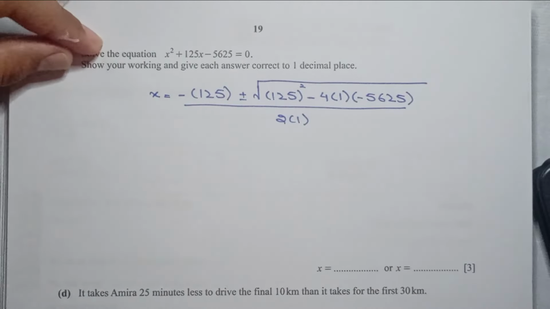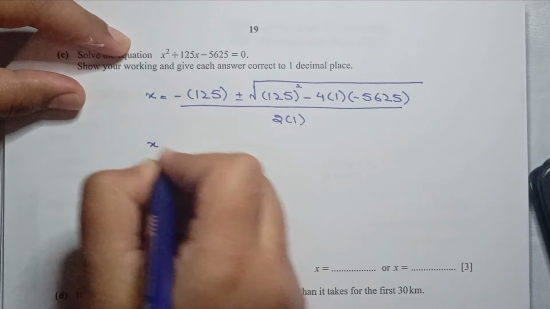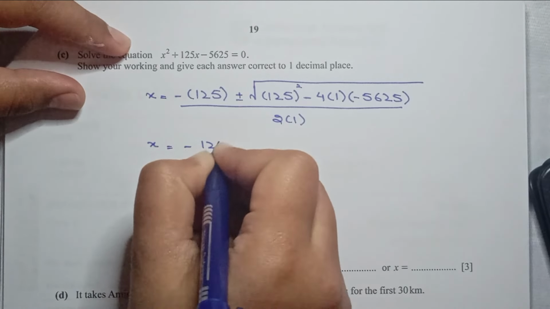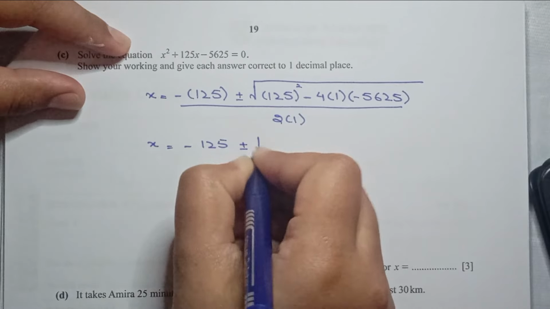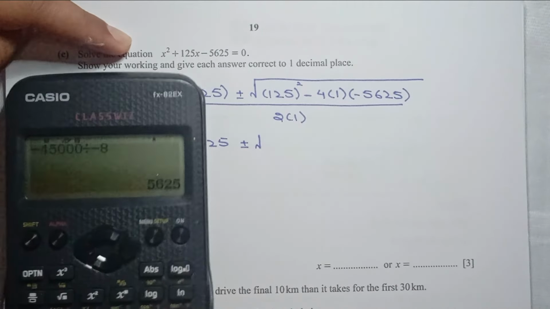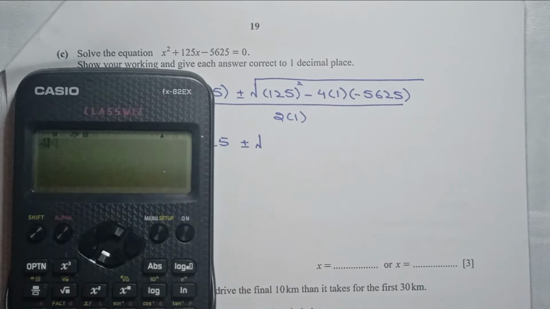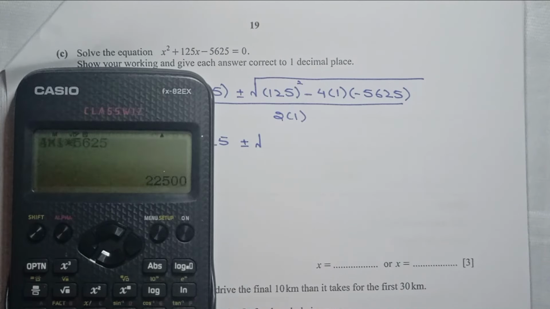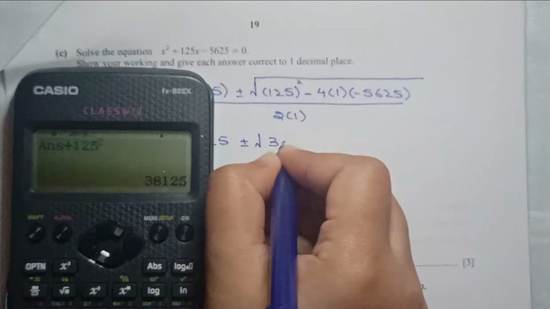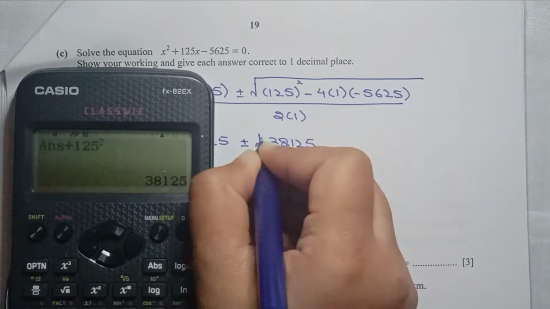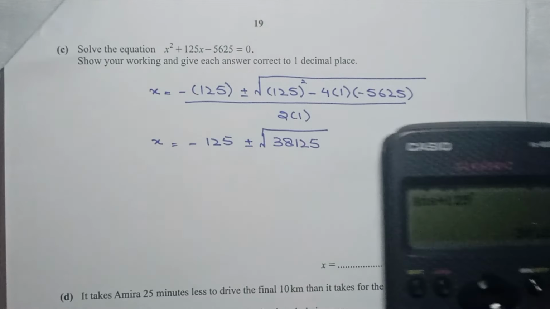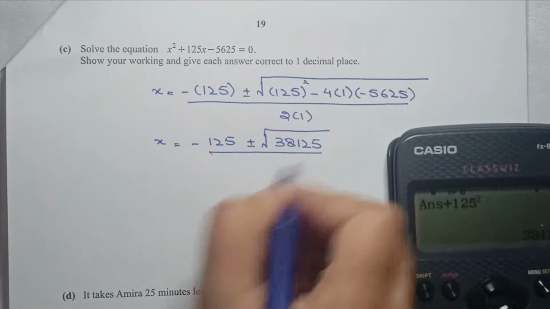Okay, so we have x equals negative 125 plus minus square root. As negative times negative would be positive, we have 4 times 1 times 5625, and then adding 125 square. This would be 38125 under the square root, and then dividing by 2 times 1, which is 2.